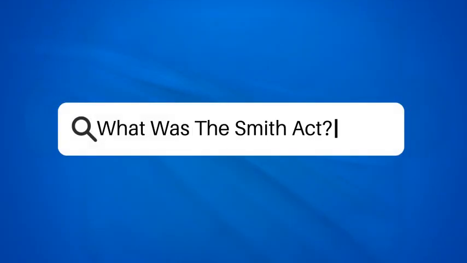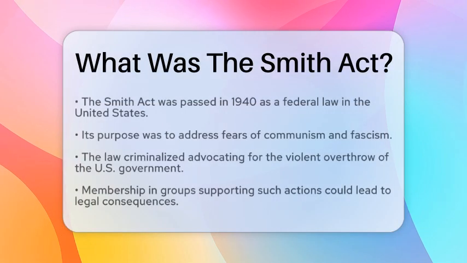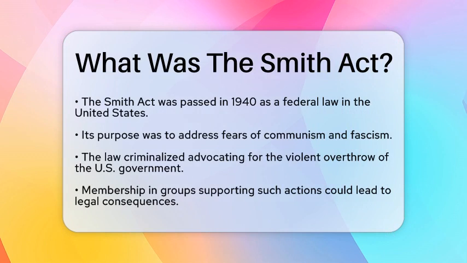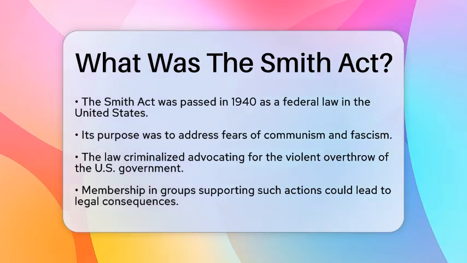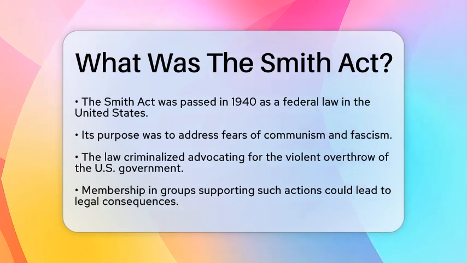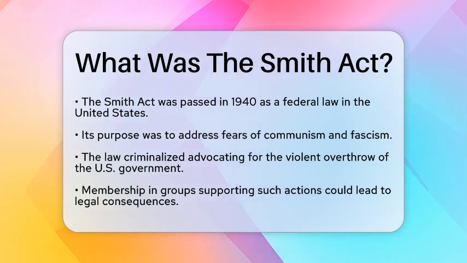What was the Smith Act? Have you ever wondered how laws can shape the political landscape during times of fear? The Smith Act is a perfect example of this. Passed in 1940, this United States federal law aimed to tackle the perceived threats of communism and fascism. It made it a crime to advocate for the violent overthrow of the United States government. This meant that simply being part of a group that supported such actions could lead to serious legal consequences.